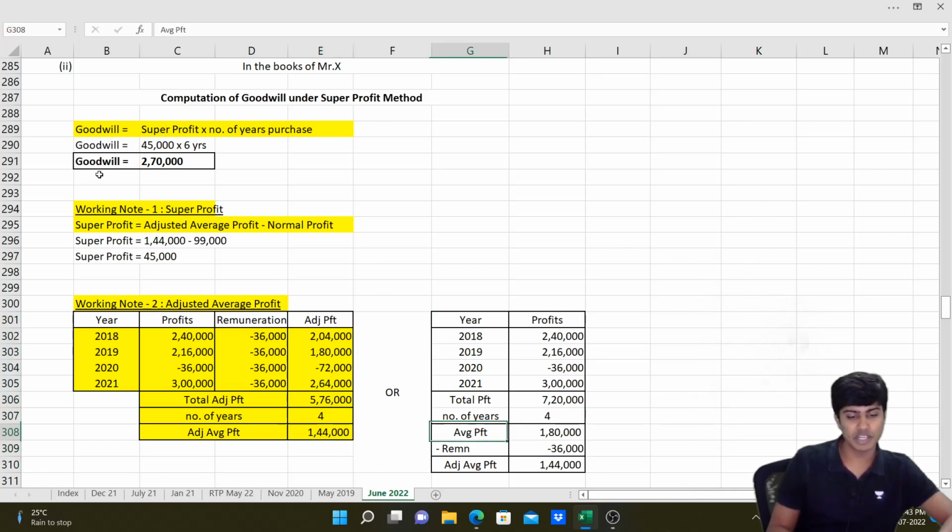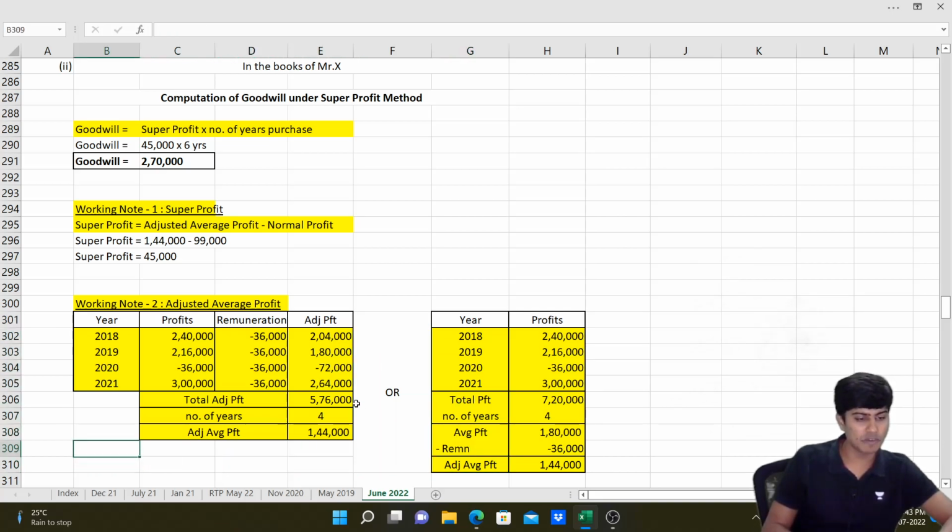This can be found in a different way. For all the years 19, 19, 20, 21, I'll write 2 lakh 40, 2 lakh 16 minus 36 and 3 lakh. Total will be 7 lakh 20. I'll find the average for the number of years, 1 lakh 80,000. From this, once for all, I'll deduct the remuneration of 36,000. I'll get an adjusted average profit of 1 lakh 44. It's the same. The method is different.